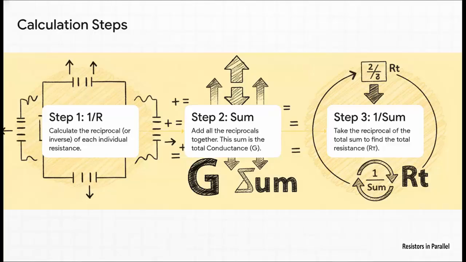First, you find the reciprocal of each resistor's value. Second, you add all those numbers together. That gives you the total conductance. And then finally, to get your answer back into ohms, back into resistance, you just take the reciprocal of that final sum. You just flip it one last time.